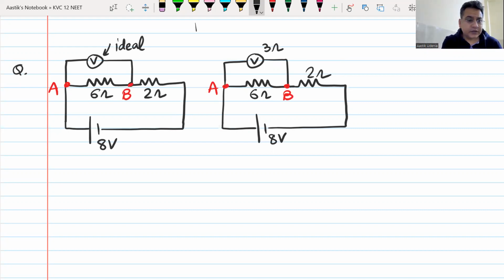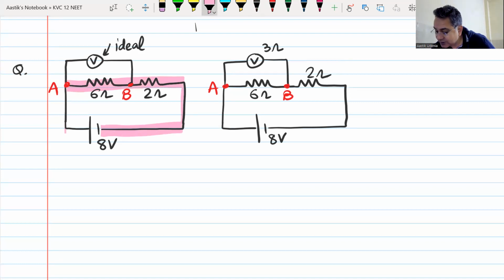Now, in the first case where you have the ideal voltmeter, the resistance is infinite, so it will not draw any current. So the current in the circuit flows like this. No current goes in that branch where the voltmeter is connected. Do we understand this? Yes or no?